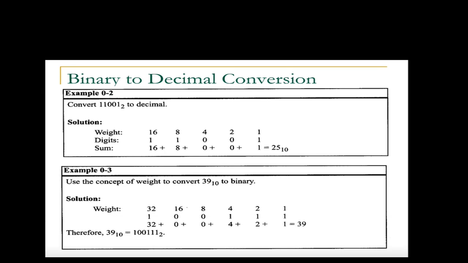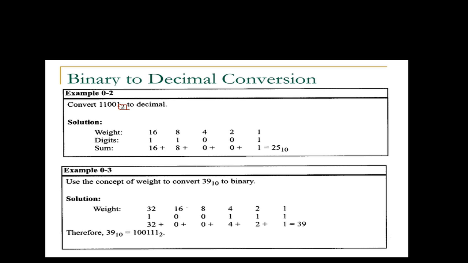Binary to decimal conversion. So in this slide we will convert back 11001 to decimal. 11001 is in the base of 2, so we will convert it to decimal.